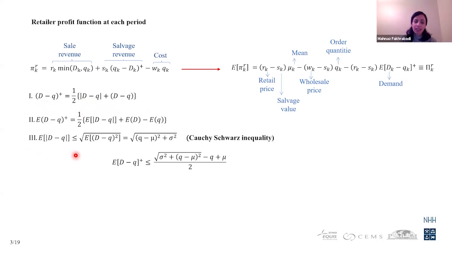Based on the Cauchy-Schwarz inequality, if you look at this equation, we know what the expectation of demand is: it is mu, and the expectation of Q is Q. But we don't know the expectation of the absolute value of D minus Q. From the Cauchy-Schwarz inequality, the expectation of the absolute value of D minus Q is lower than this bound, the square root of (Q minus mu) squared plus sigma squared, right? So I can say that the expectation of (D minus Q)+ is less or equal than 1/2 of the square root, plus the expectation of D, which is mu, minus the expectation of Q, which is Q.